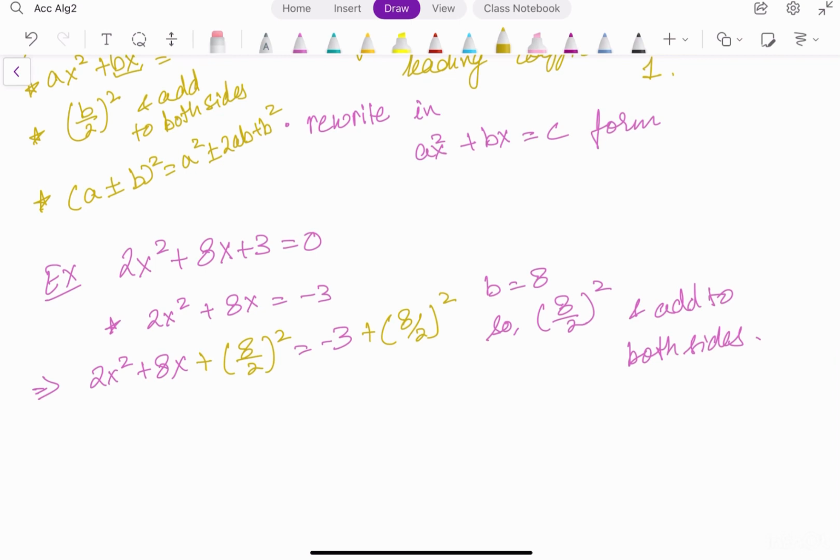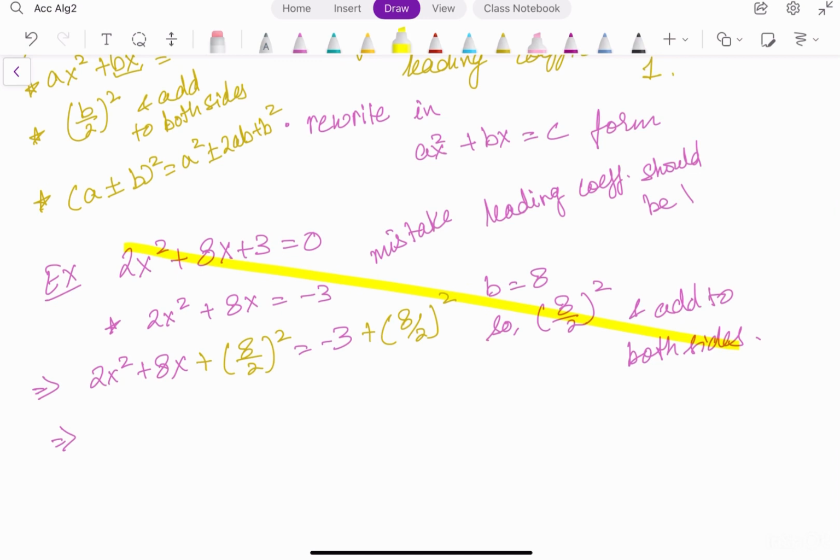Now at this point, you can see you are at a dead end. If you try to use a plus b whole squared, you cannot, because this is not in the form of a plus b whole squared. So even if you make a mistake and you end up with this, just tell yourself, oh, this is my mistake, I need to have a leading coefficient as 1. So this is a mistake.